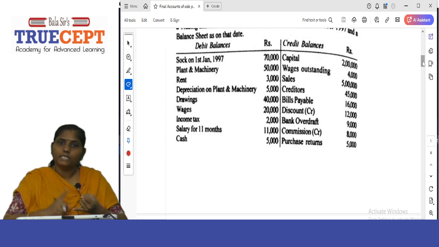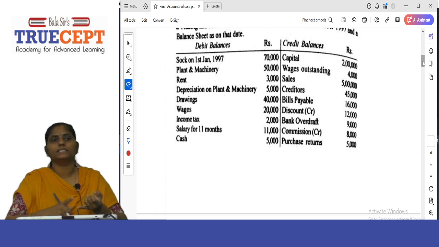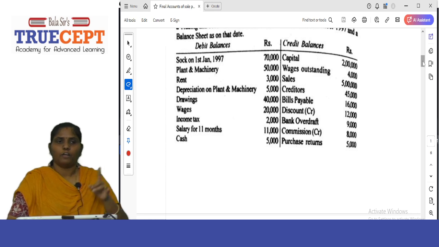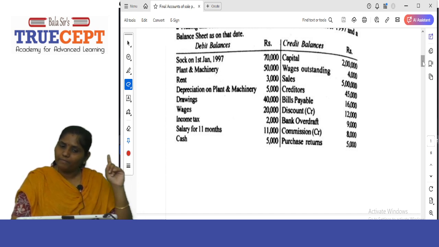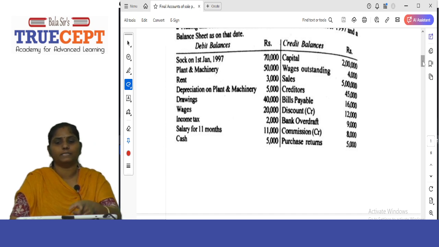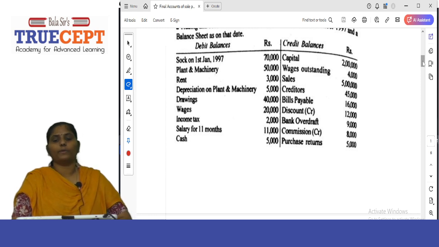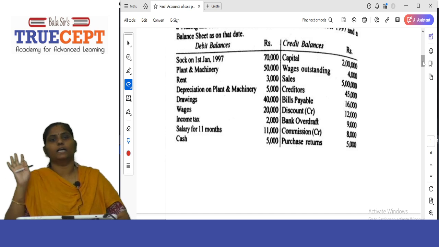The word outstanding is included, and on which side of the trial balance is it there? On the credit side, so what does it mean? It means it is a liability. Wages account debit to wages outstanding account is the entry already passed in the books. When they passed the 20,000 wages on the debit side, it already included that 4,000 rupees. That's what it means. Therefore, the wages outstanding 4,000 is only a liability I am supposed to show in the balance sheet. Don't show it in the trading account. Clear?